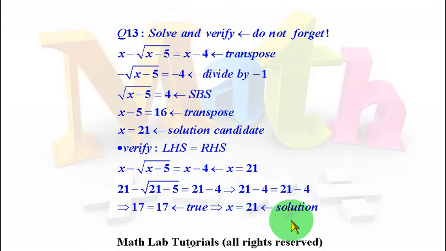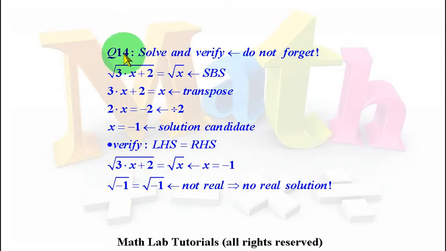Okay, next question. Question 14. Solve and verify. Do not forget. This is the first case where we've seen a radical on the left and a radical on the right, which is certainly okay. We need to make sure that we have a single radical on the left and a single radical on the right before we perform an SBS. Okay, and that's certainly what we have. We have a single square root on the left, single square root on the right. It's time to do an SBS.